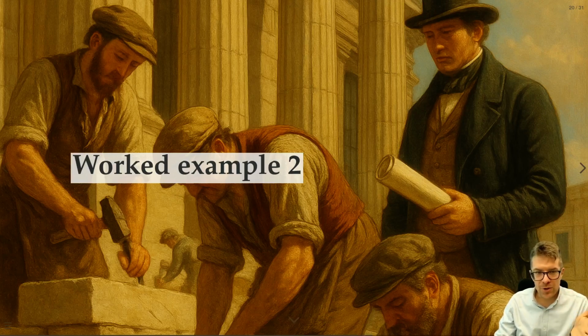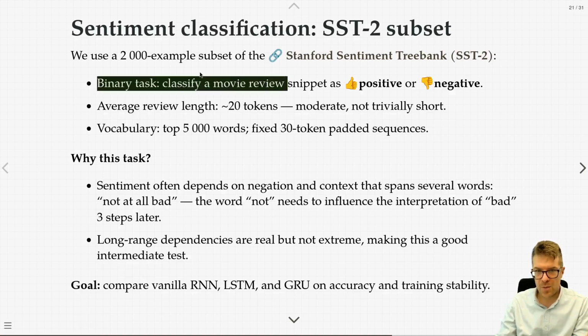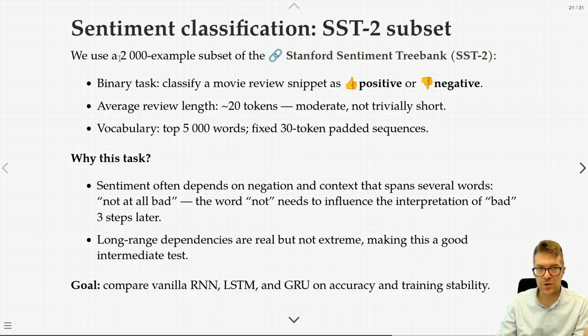Let's get to some real-world data. Here we have the Stanford Sentiment Treebank, SST2, which is one of the popular standard datasets used to measure sentiment, the positivity or the negativity of actual real text, in this case movie review snippets. We're going to use only a 2,000 example subset for the purposes of the slides. The average review length will be about 20 tokens. A token is like a usage of a word. This is moderate. 20 tokens is pretty short. It's not trivially short. It's longer than a title, but it's not really that long either.